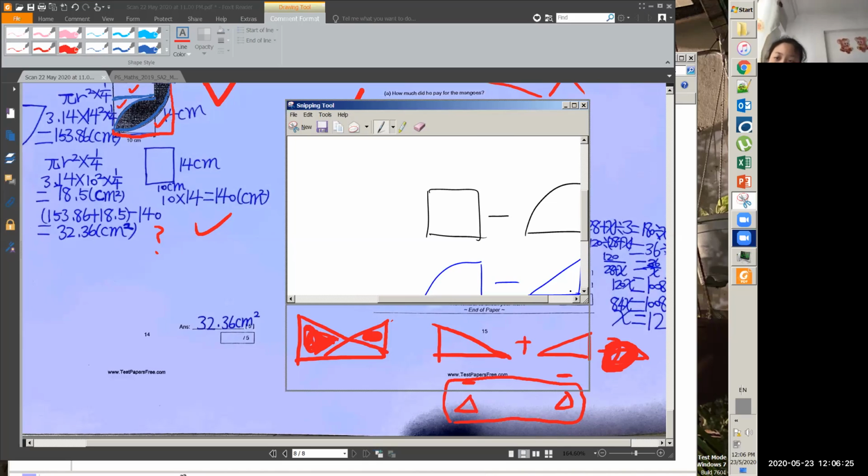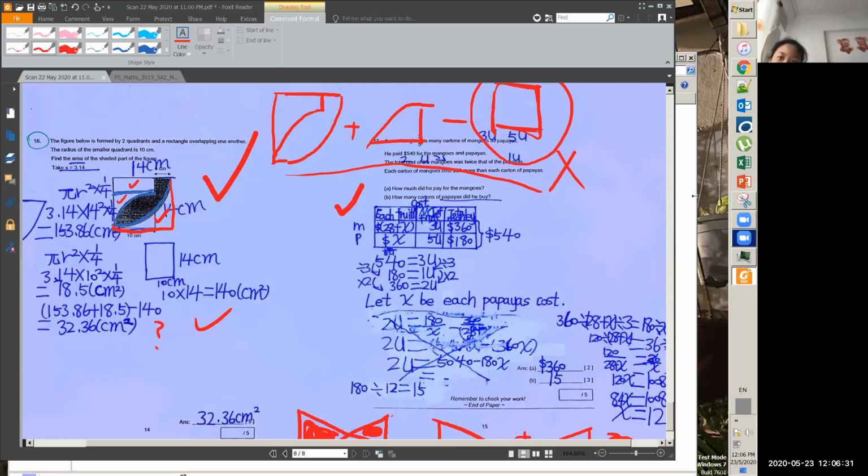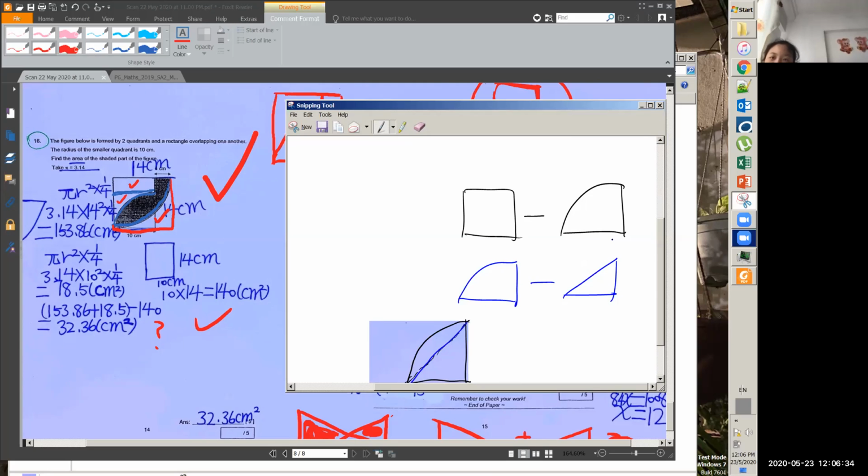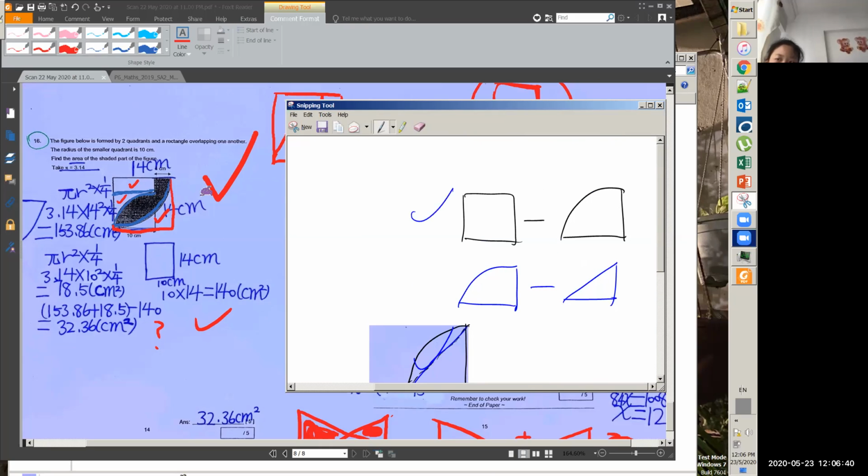So for this question here, the method you use is this one. You form a square, and then you minus the quadrant, which is here. So when you are dealing with a quadrant, think of these two. It will help you solve the question better.